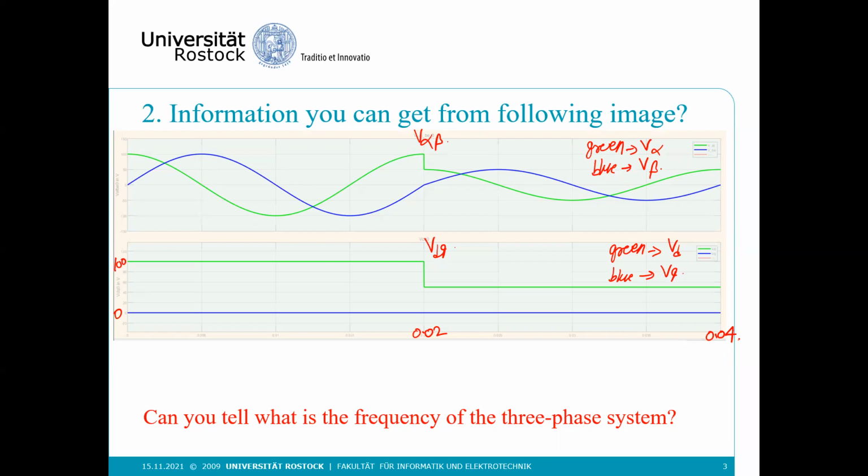Yes, it's the same DQ graph, but now I have given you the alpha beta graph. So can you tell me the frequency of the system, and how much it is? 50 Hz. How do you know it's 50 Hz?